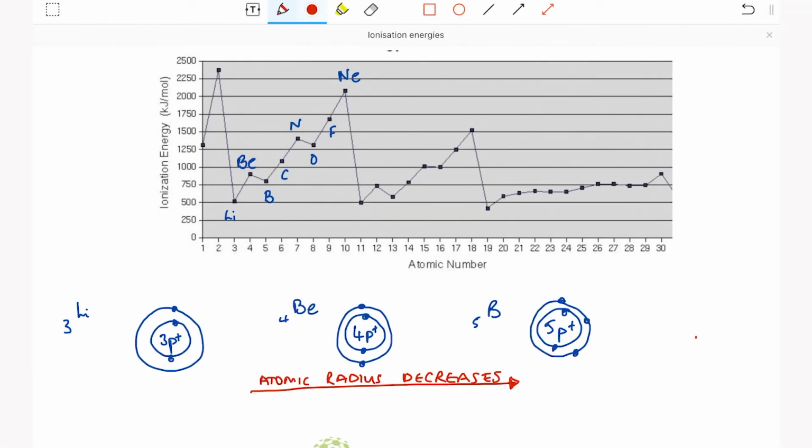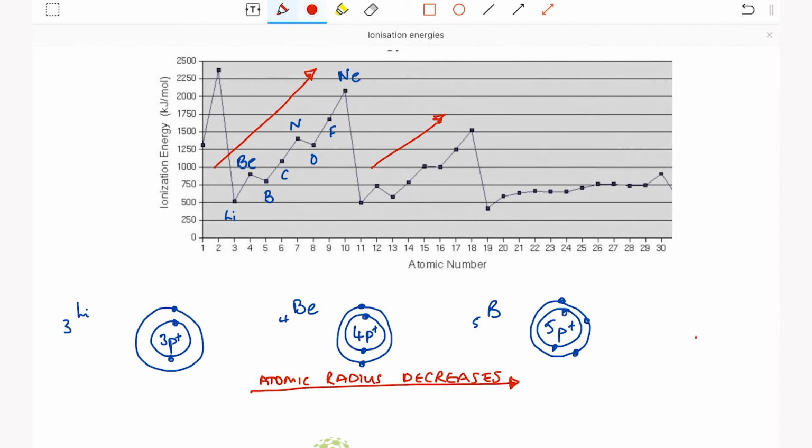So let's have a look at the trend across a period. I've taken period 2 as my example, lithium through to neon, as we can see quite clearly from the graph. The general trend is that as we move along a period, the first ionization energy increases. Before we explain why, I'd like to address a common misconception. As we move along a period, the atomic radius, i.e. the size of the atom, the diameter, however you want to look at it, the atomic radius decreases.